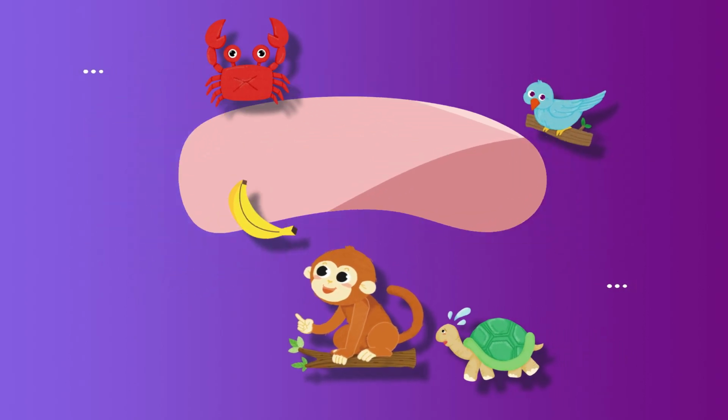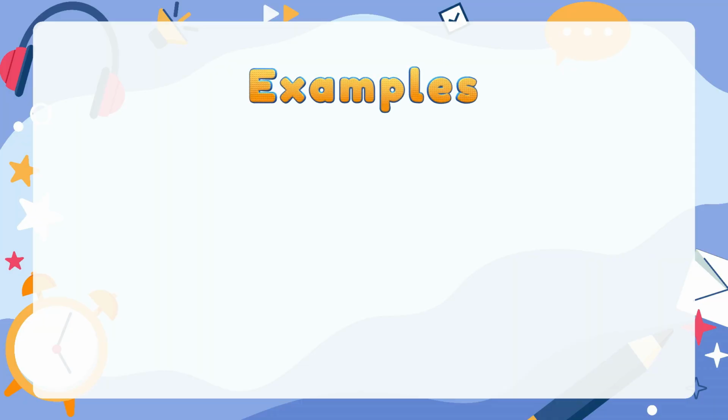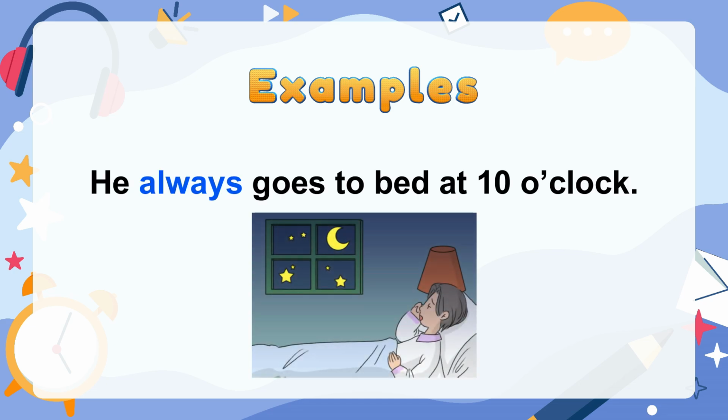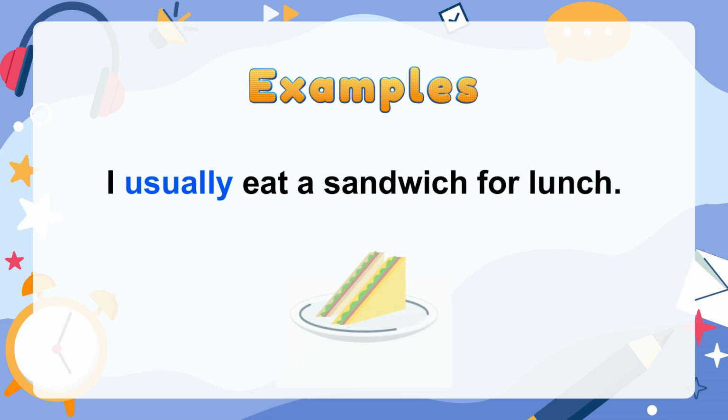Examples. Let's take a look at some examples. He always goes to bed at 10 o'clock. Always is the adverb. It's every time. 100%. He goes to bed at 10 o'clock. I usually eat a sandwich for lunch. Usually is the adverb. It's 80%, so most times.